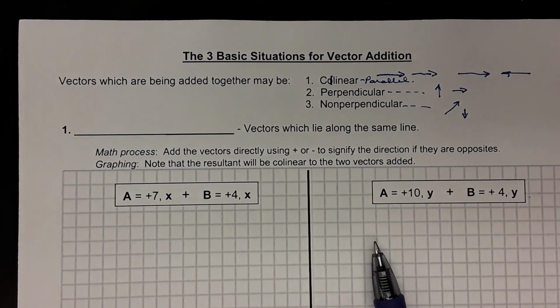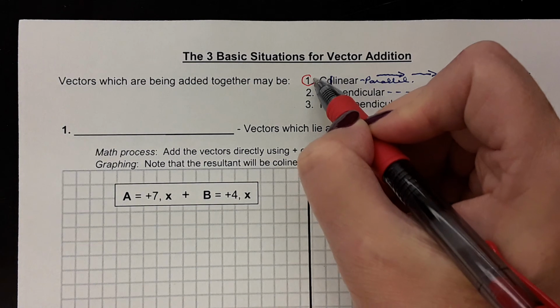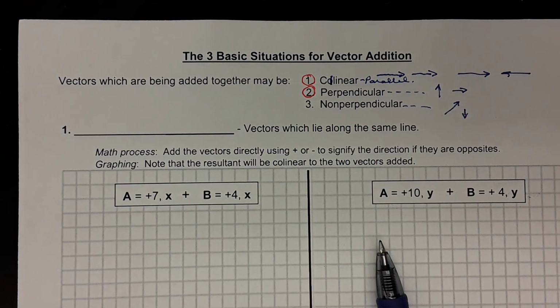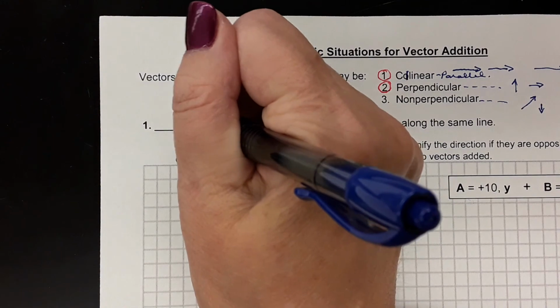Now, we are actually going to be working with the first two. All right, I do the third one in AP Physics. All right, in here we look at the first two. So now, let's start with collinear vectors.